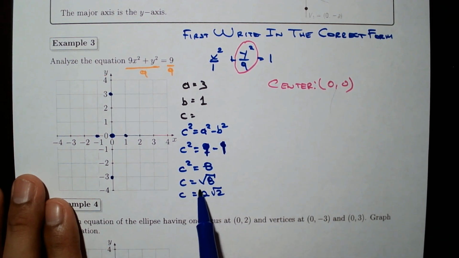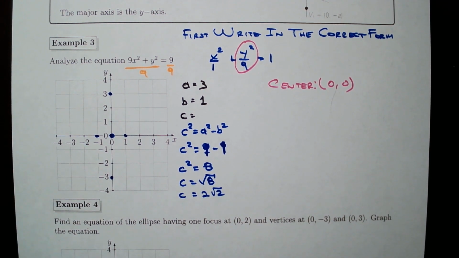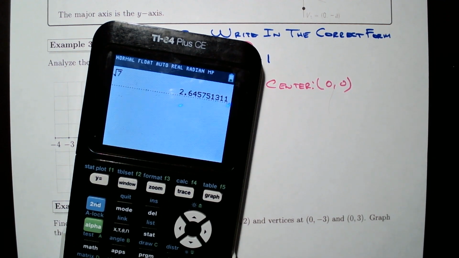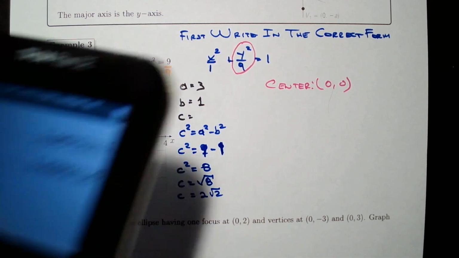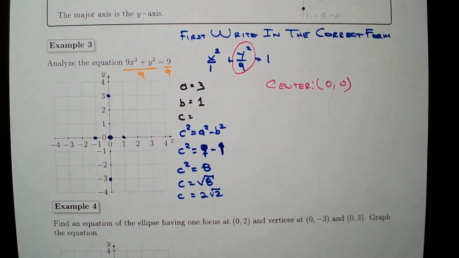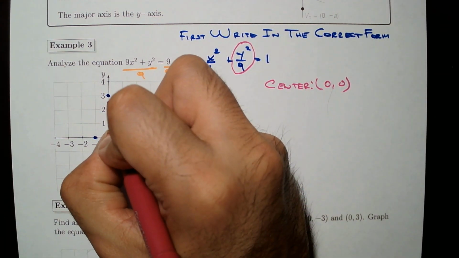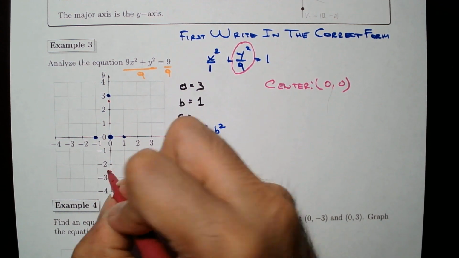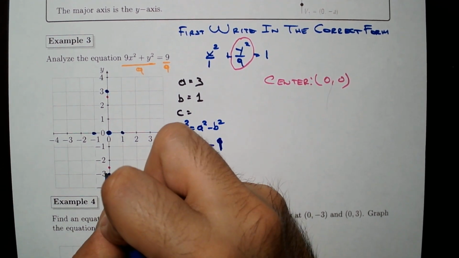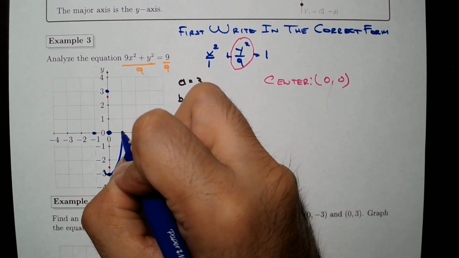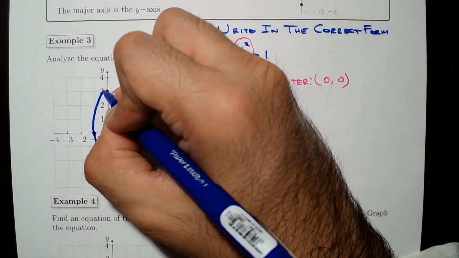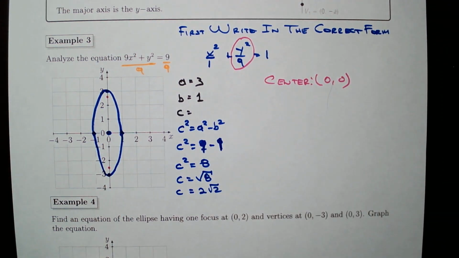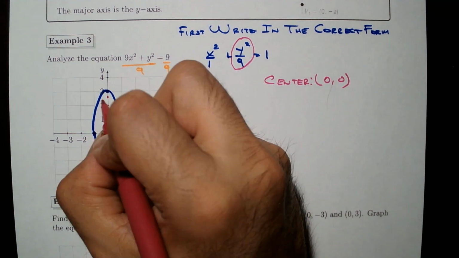Also, we need to place our foci. Our foci are located at 2 root of 2, which, using a calculator, let's check how much that is. 2 times the square root of 2 is 2.82, almost 3. So I'm going to put one here, and one there. All right.